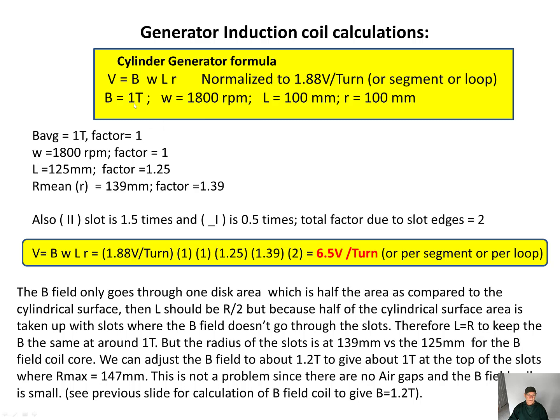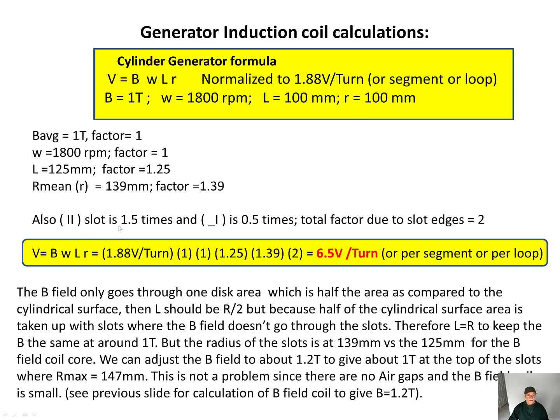So the factor for B is 1. We're going to use 1800 RPM, so the factor is 1. We're going to use L at 125 millimeters, so the factor is 1.25, because L is 100 millimeters in the normalization but we're using 125 millimeters. The R mean is 139 millimeters, so the factor is 1.39.